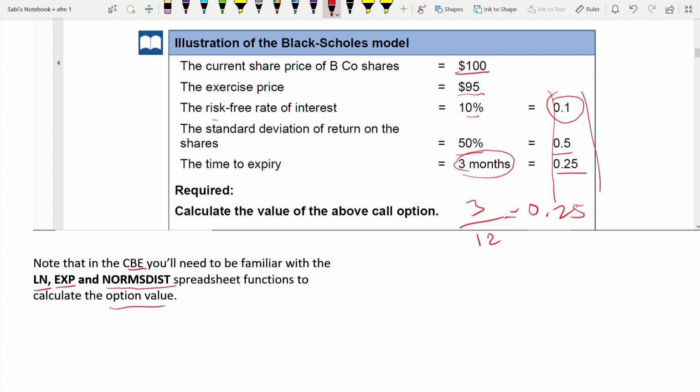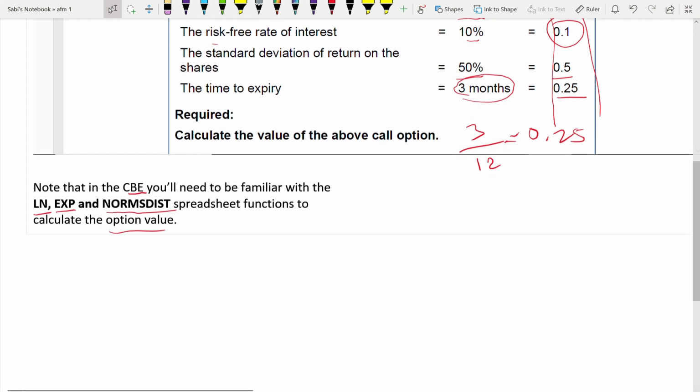Now I will manually show you how to find the value of the call option. So what should be my starting point, guys? Whenever a formula is there for a specific thing, the starting point is the formula.